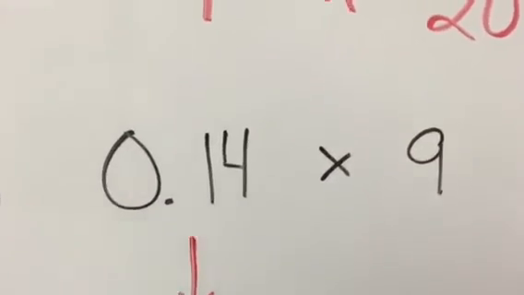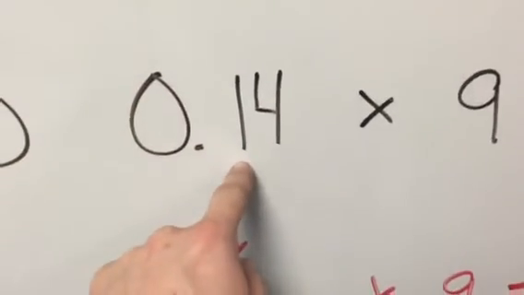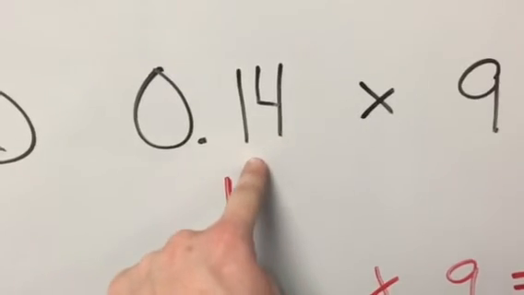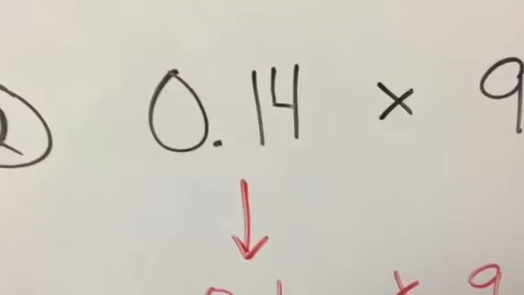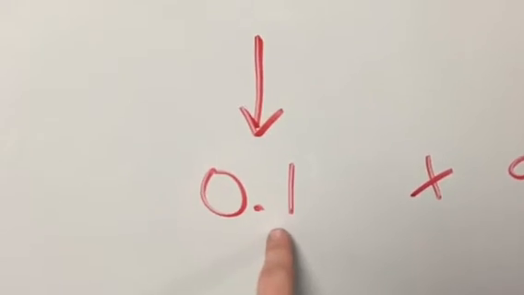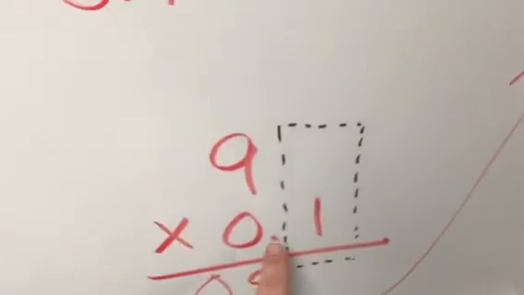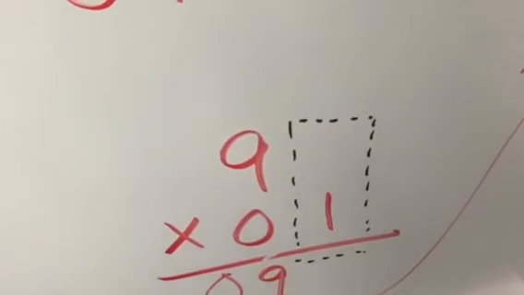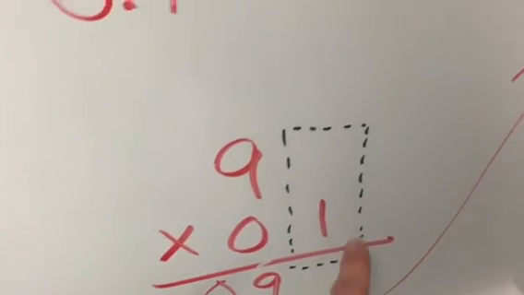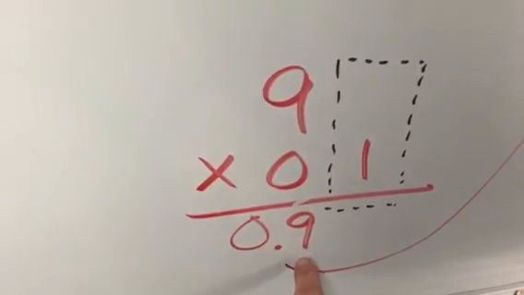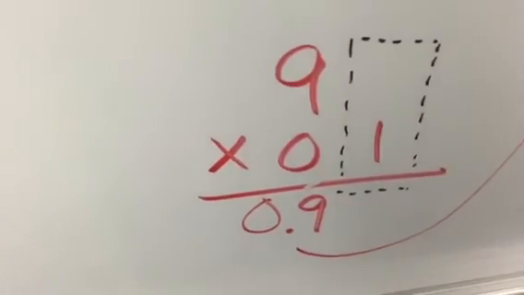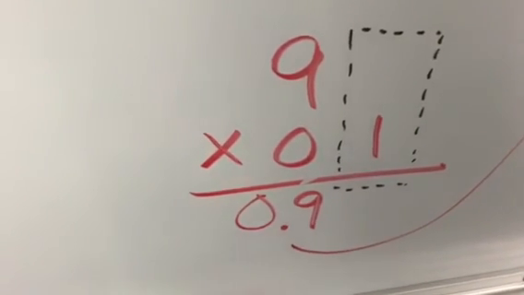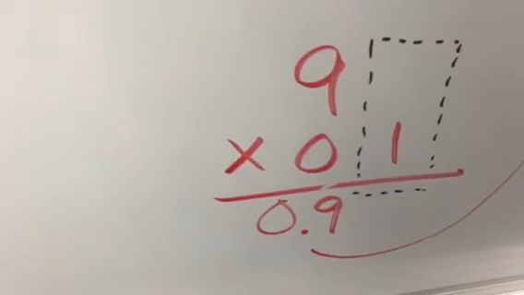0.14 times 9, here's the largest digit, so I'm going to round to that, and since 4 is less, it's going to stay at a 1, so 0.1 or 1/10 times 9. When I do that, I get rid of the decimal point. 1 times 9 is 9. And since there's 1 digit after the decimal in the factors, there needs to be 1 digit after the decimal in the product. Right? So I add my 0, because you can't have just 9. You have to have 0.9. And that's my answer.